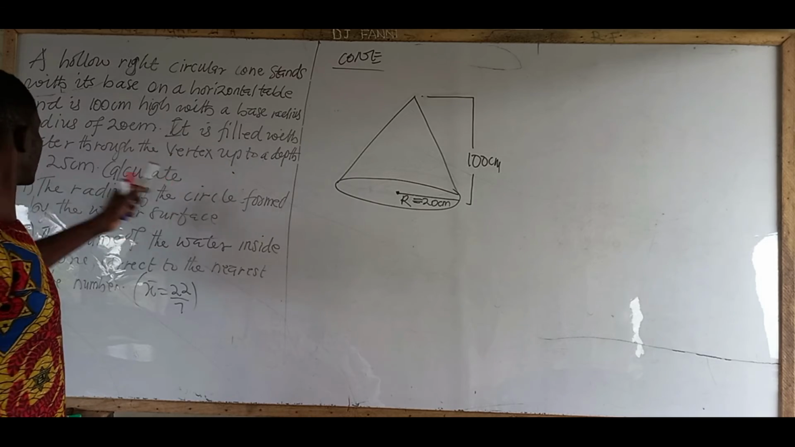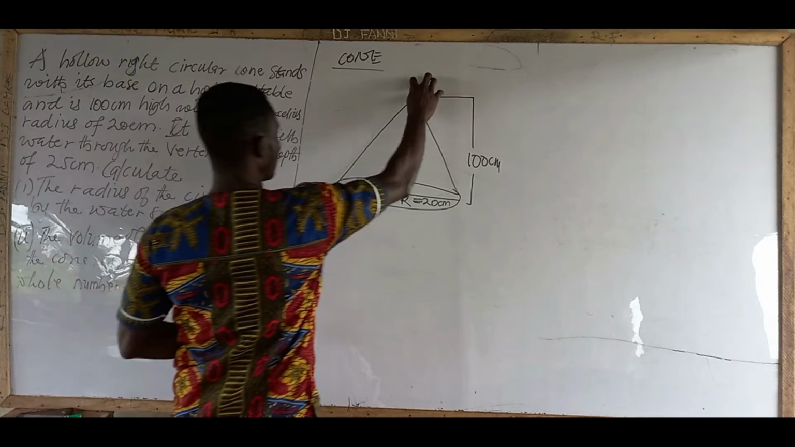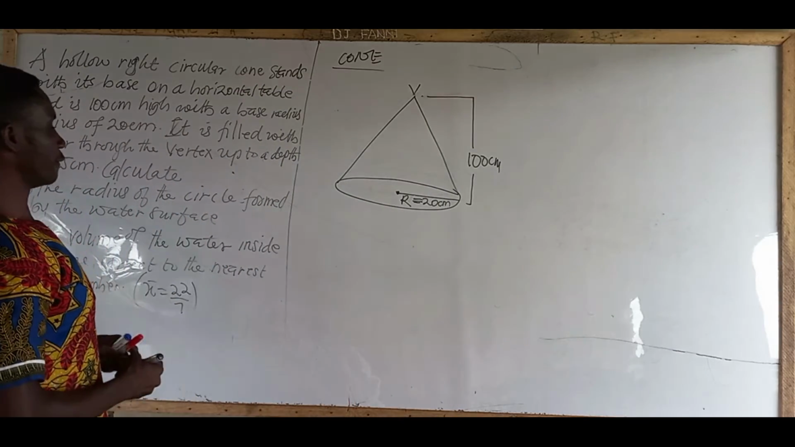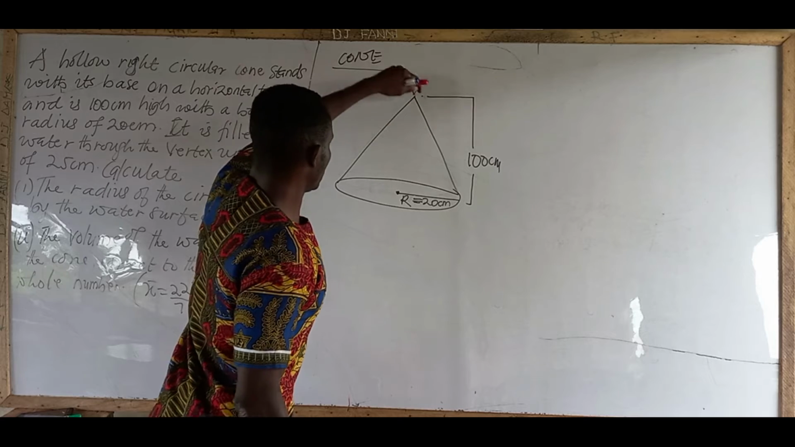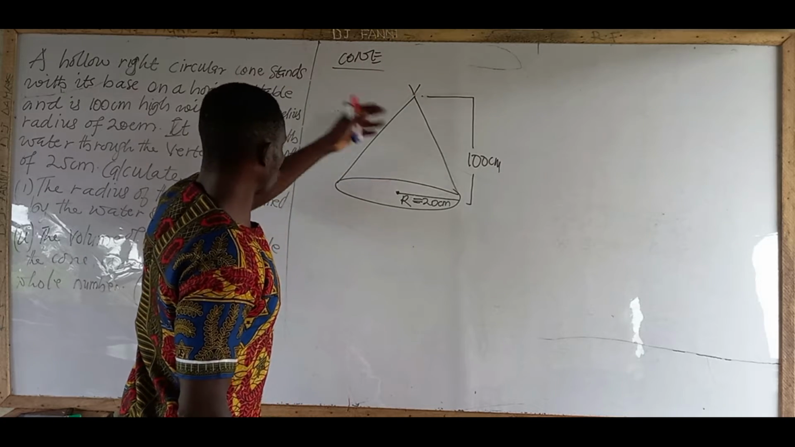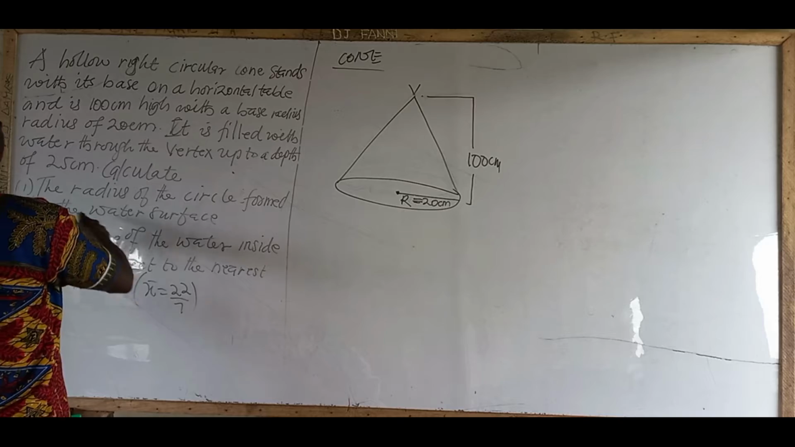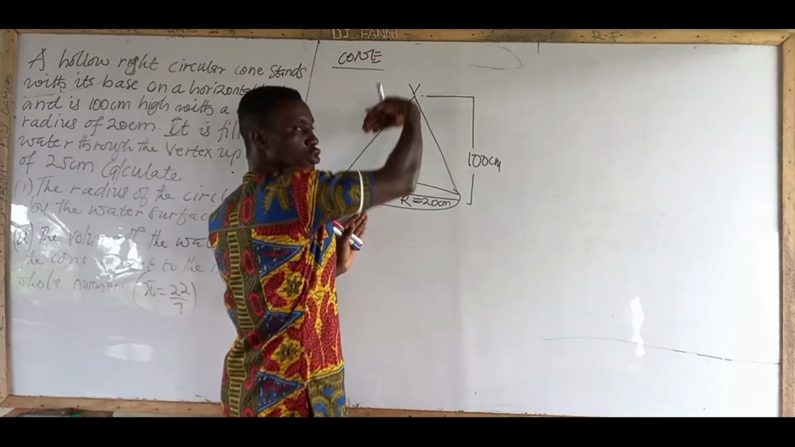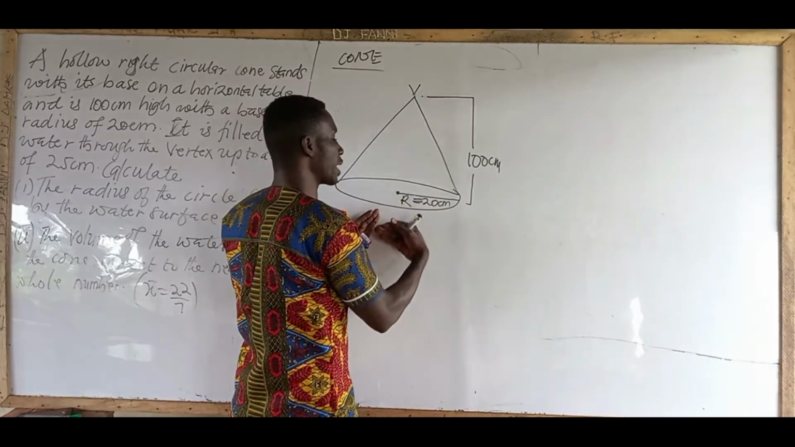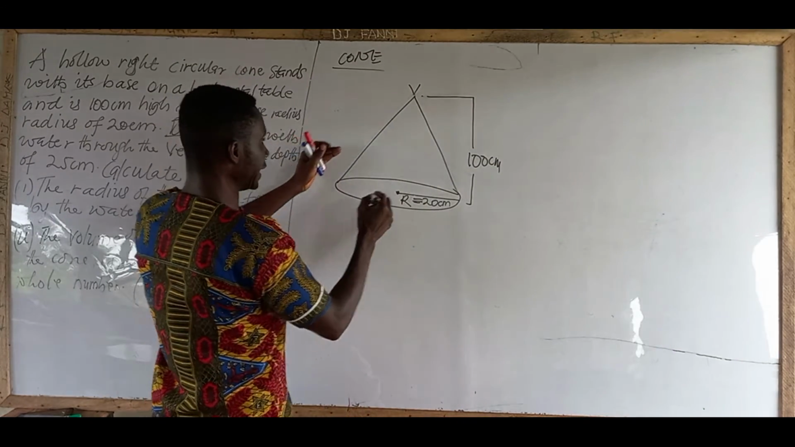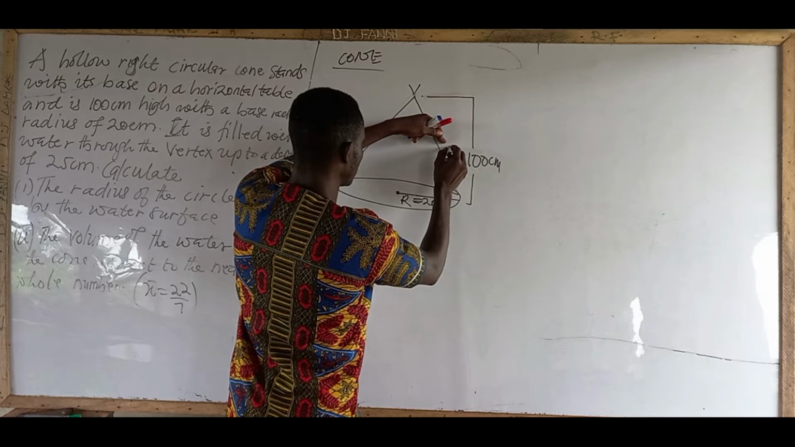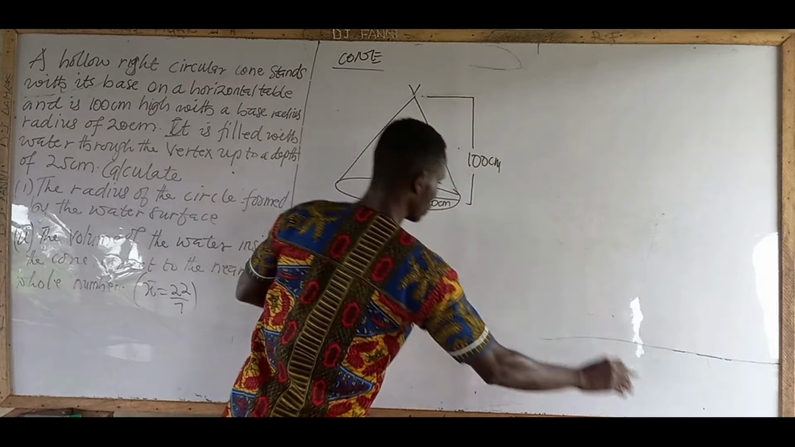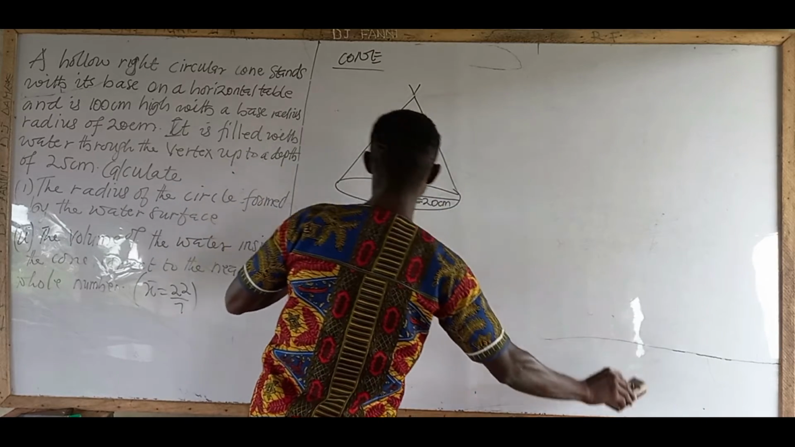It is filled with water through the vertex. This is the vertex, V. Through the vertex, V, it is filled. Maybe there's a hole here. So the cone is filled with water through the vertex up to a depth of 25 centimeters. So if you are filling, it will increase from down to the top, and the volume of water will increase from down to top. So let's say it was filled up to this level, from down, 25 centimeters.